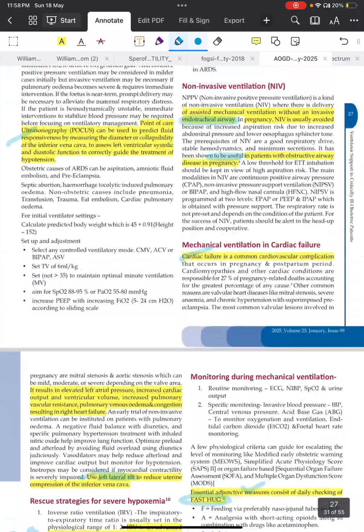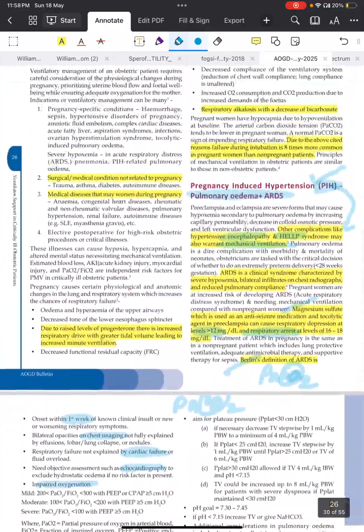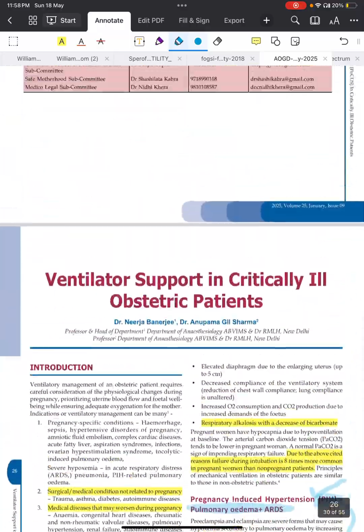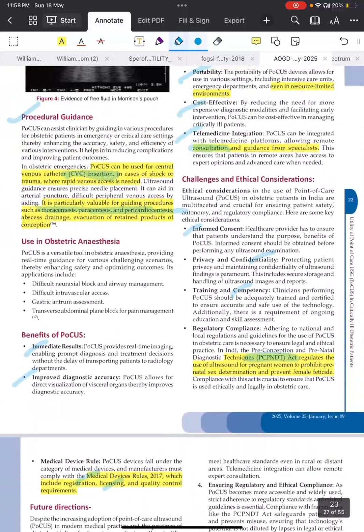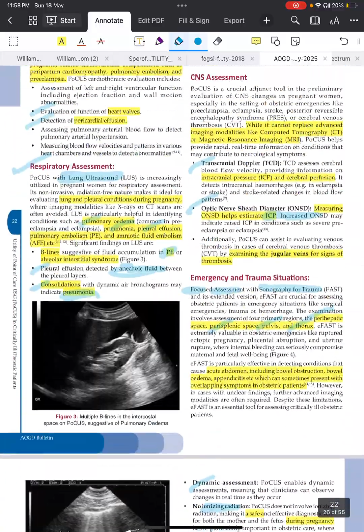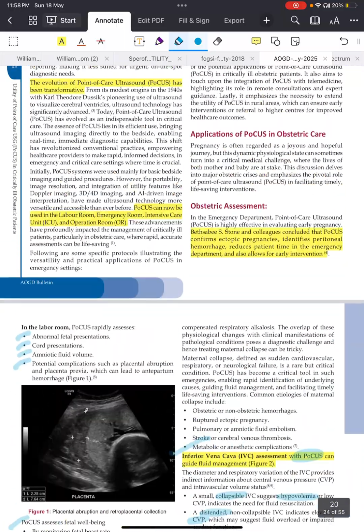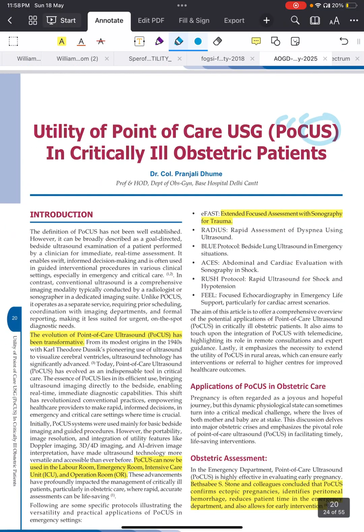In this topic above, what I felt important is ventilation, only a few points, and FOCUS I think is an expected question. I think you can write this point of care ultrasound. Thank you.